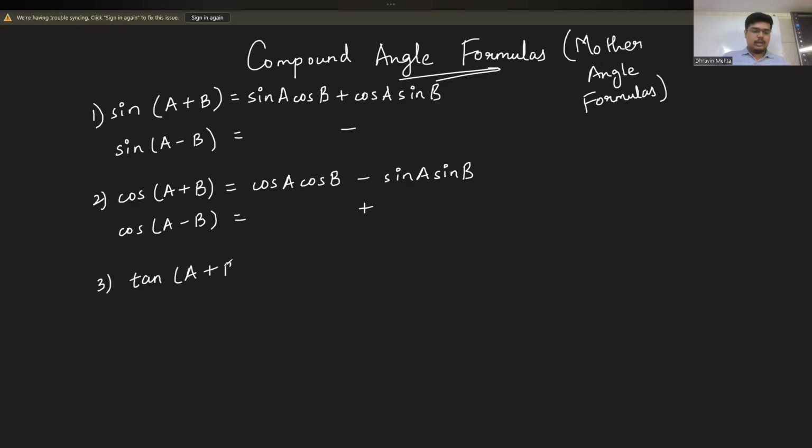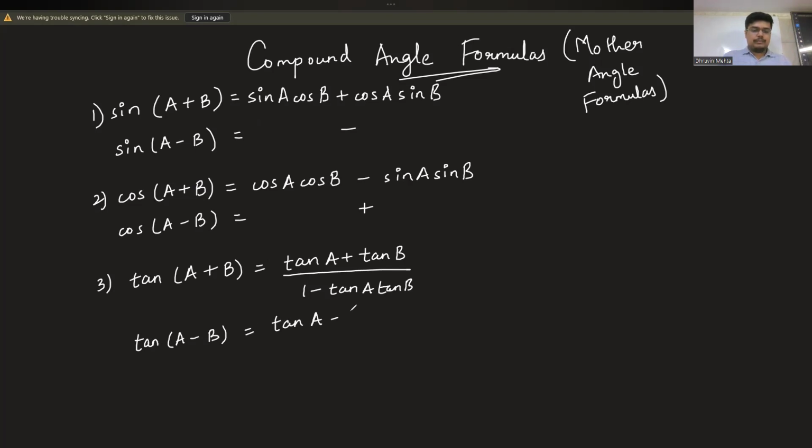Next, tan of a plus b is tan a plus tan b upon 1 minus tan a tan b. See, we don't have proofs of these formulas, so we'll not complicate our lives with those proofs. You just have to learn them. This is tan a minus tan b upon 1 plus tan a tan b. These are the 6 compound angle formulas.